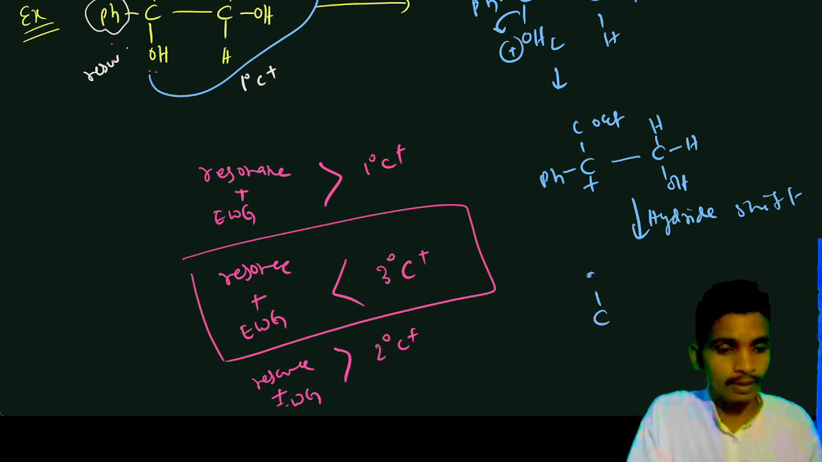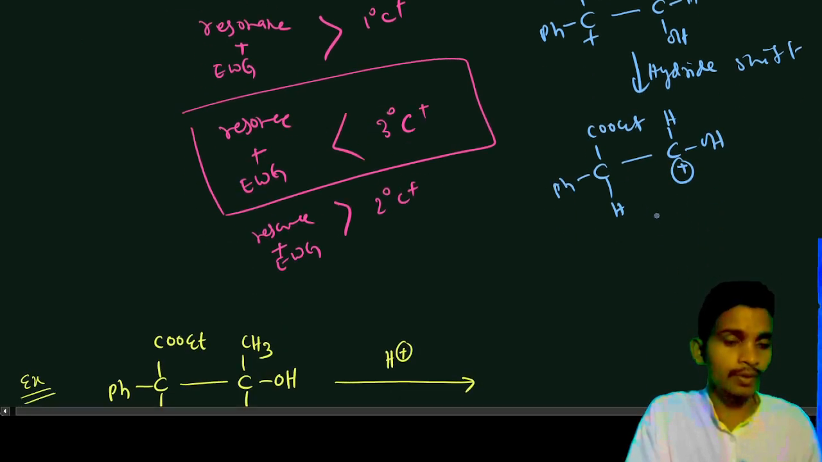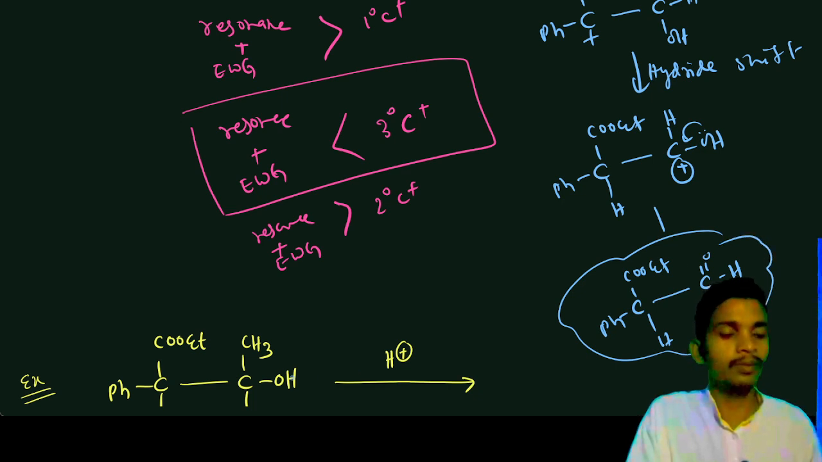It means that here COOEt, here we have Ph, here H will shift, and this is going to be H, and here OH, and this is going to be the positive charge. So here what will we get? This will go here. So we'll get Ph, H, and this is going to be CO and H. So this is the final product for this question.